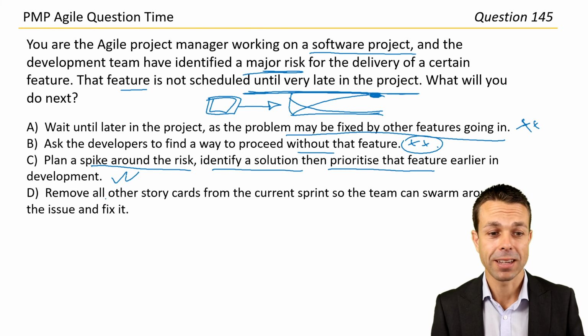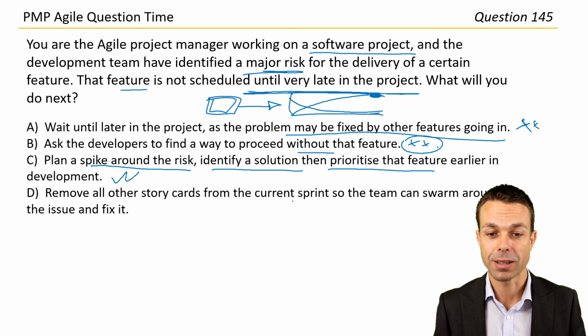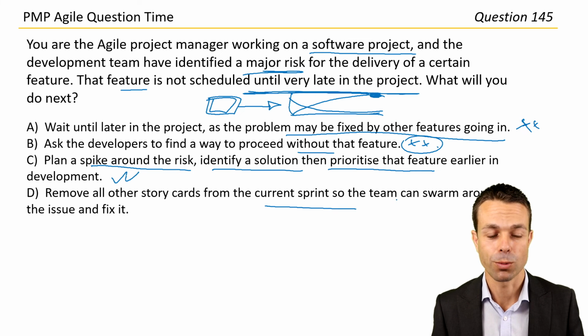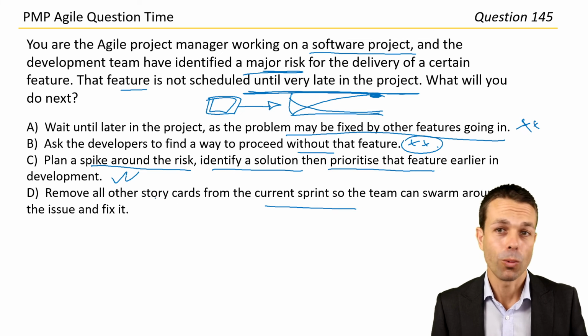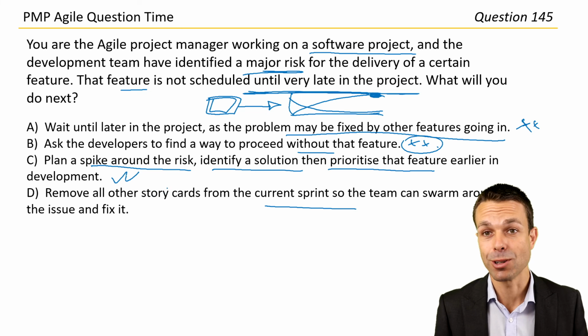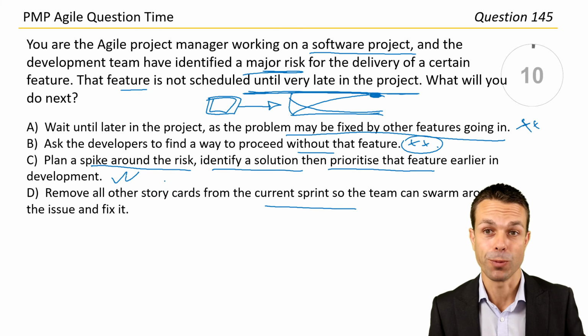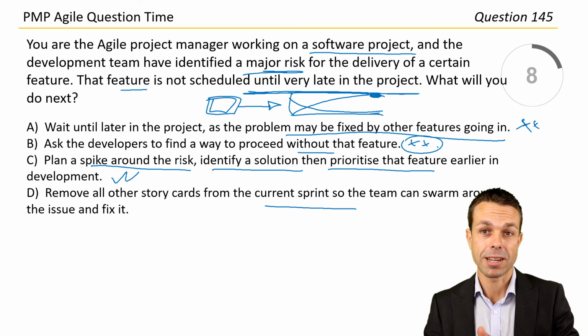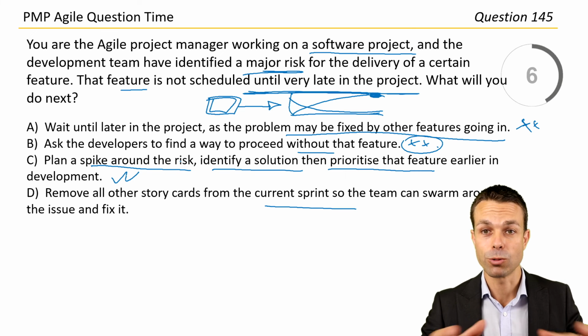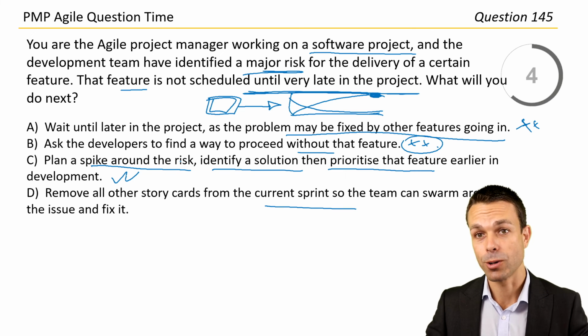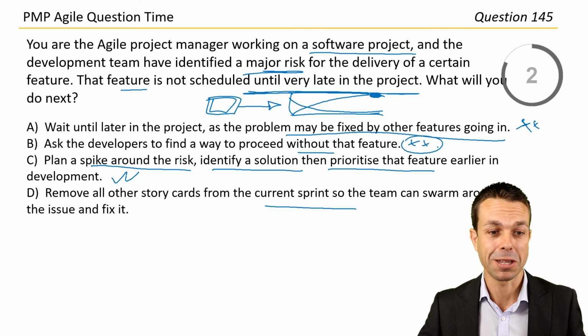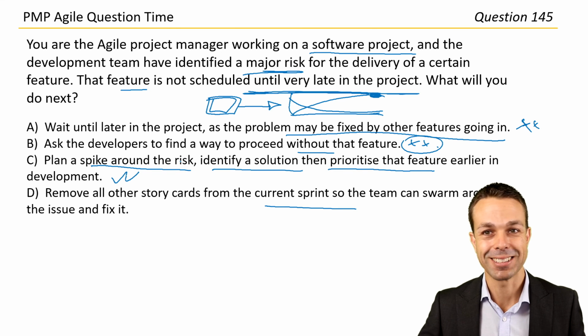And answer D, remove all other story cards from the current sprint so the team can swarm around the issue and fix it. We can't do that either, because we still have to keep delivering value if possible. So that's why we set it aside, have a spike to do the research around it, and then prioritize the solution as early as we possibly can. So that leads us to answer C.